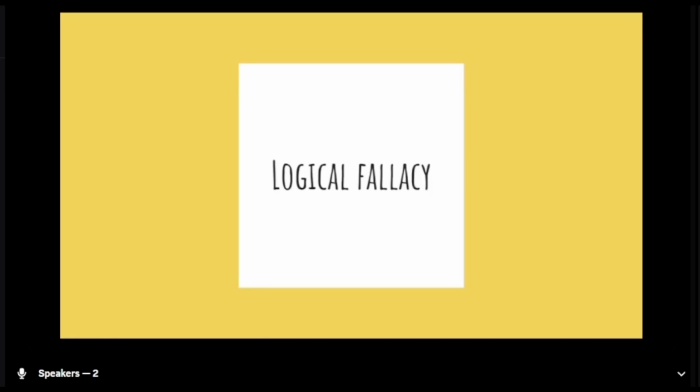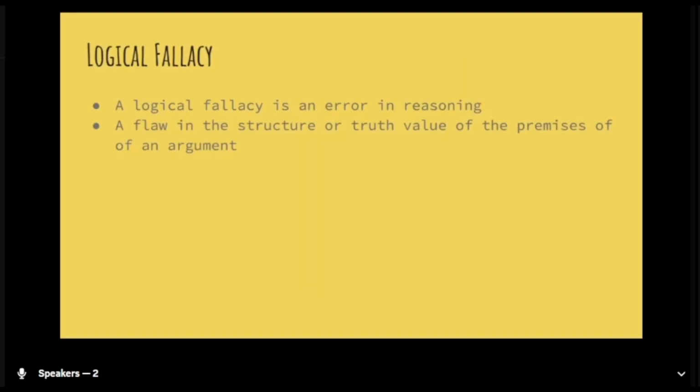Logical fallacies. Any idea what a logical fallacy is? Yeah, something that creates a contradiction between two parts of the argument, something like that. Someone's logical fallacy could result in a contradiction. Logical fallacy is an error in reasoning. It's like a flaw in the structure of an argument, and it could be in the truth value of the premises of the argument. An argument could have a good structure, but one or more of the premises could be false, and that would be a logical fallacy in the argument. And we'll have a look at what a good structure means going forward.